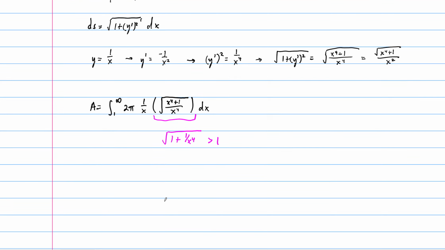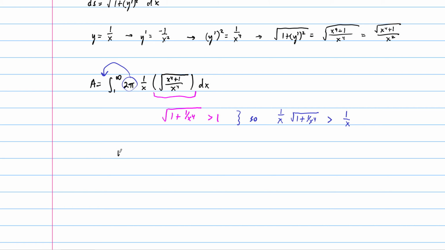So what that means is that our integrand, 1 over x, the 2 pi can come out, 2 pi is a constant we can deal with later. But this 1 over x times the square root, which again I'll rewrite, 1 over x to the 4th, this is always bigger than 1 over x. It's just slightly larger than 1 over x.